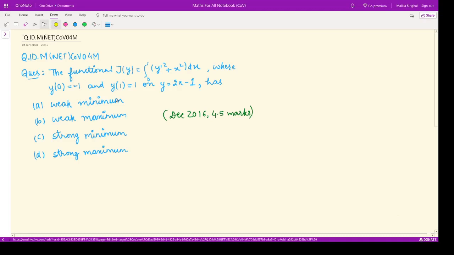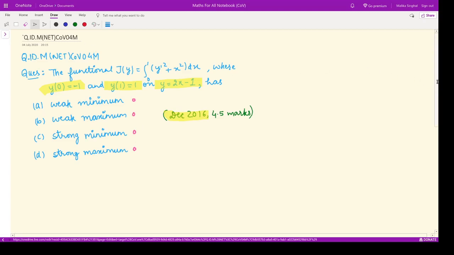In this video we are going to solve a question from December 2016 consisting of 4.75 marks. The question is: the functional g of y, which is given to be the integration from 0 to 1 of y dash square plus x square dx, where y at 0 is given to be minus 1 and y at 1 is given to be 1, on the given straight line y is equal to 2x minus 1, has which of the following? You need to suggest whether this functional has weak or strong maxima or minima. So let us get started.